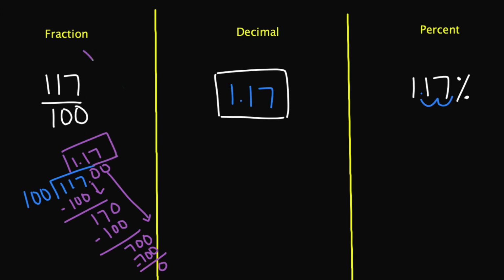So remember, you can divide, do long division, or if you're going from a percentage to a decimal, just move 2 decimal places to the left. And then when you're going from decimal to percent, remember you move 2 decimal places to the right.